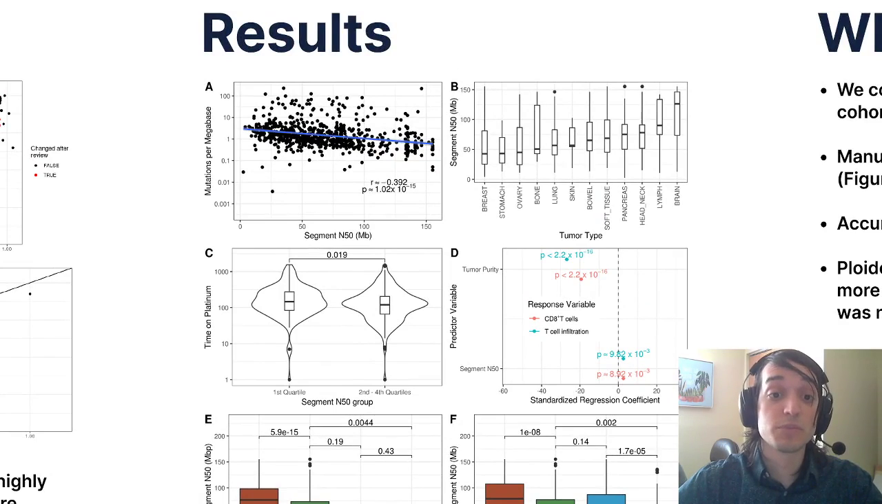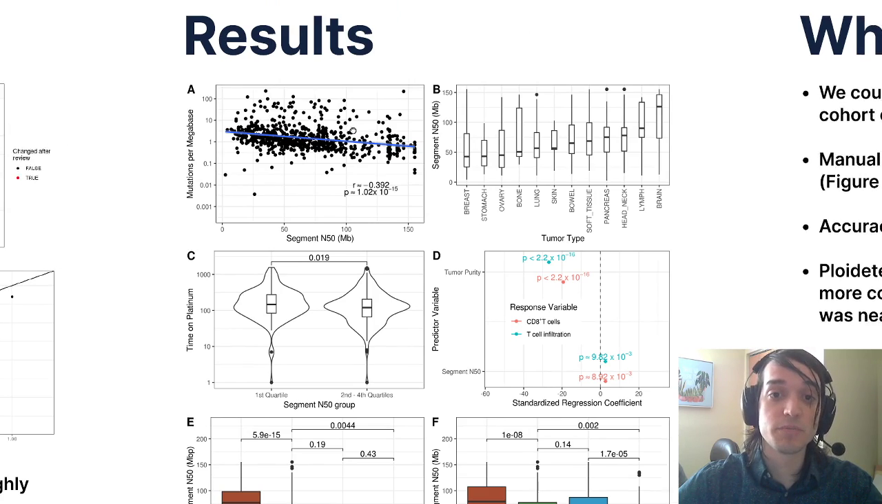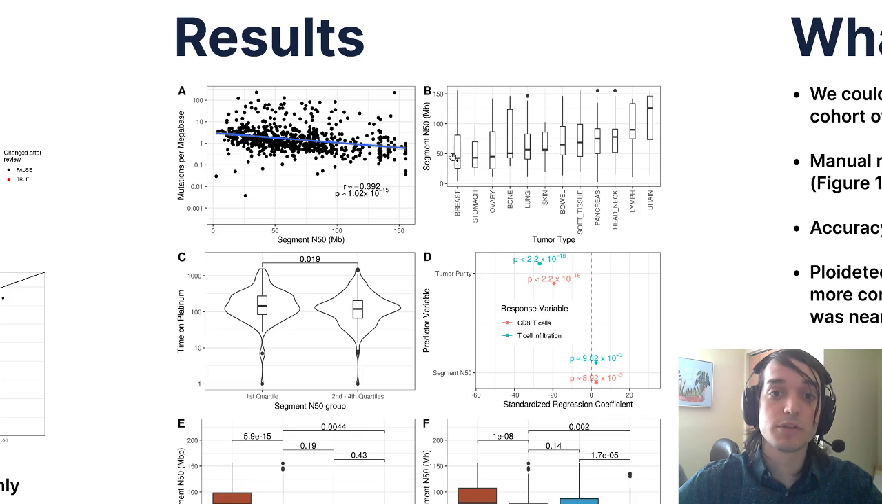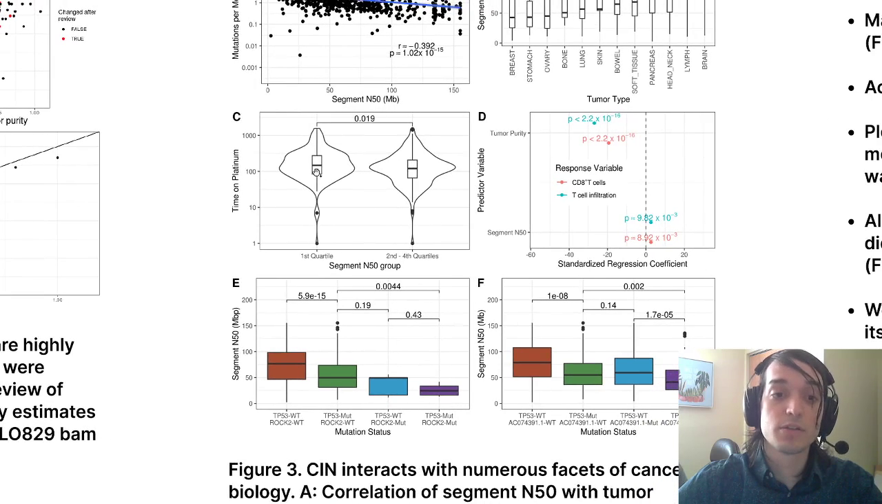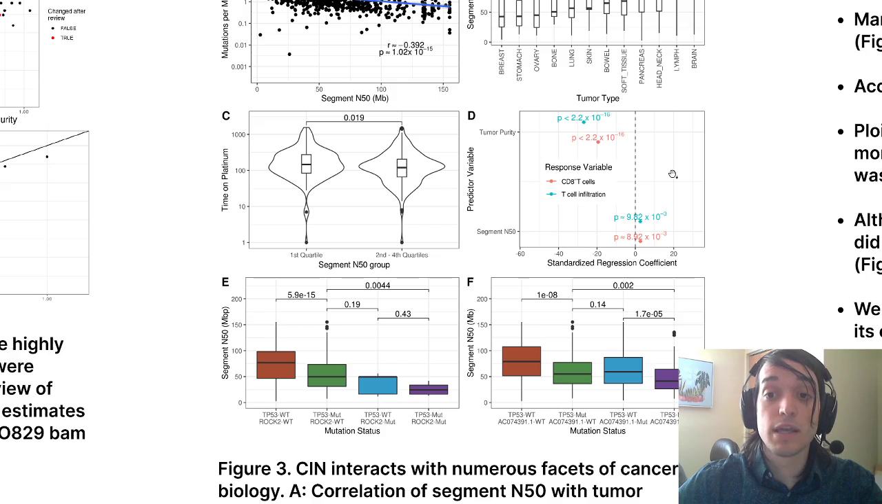So we first looked at chromosomal instability using the segment N50 as a proxy. We found that there was an association between chromosomal instability and the tumor mutational burden. We found that different tumor tissue of origin led to different degrees of chromosomal instability. We found that tumors that were more chromosomally unstable tended to be treated for longer durations on platinum, so they tended to have a better response. And we found that chromosomally unstable tumors had reduced CD8 T cell scores and reduced T cell infiltration scores.